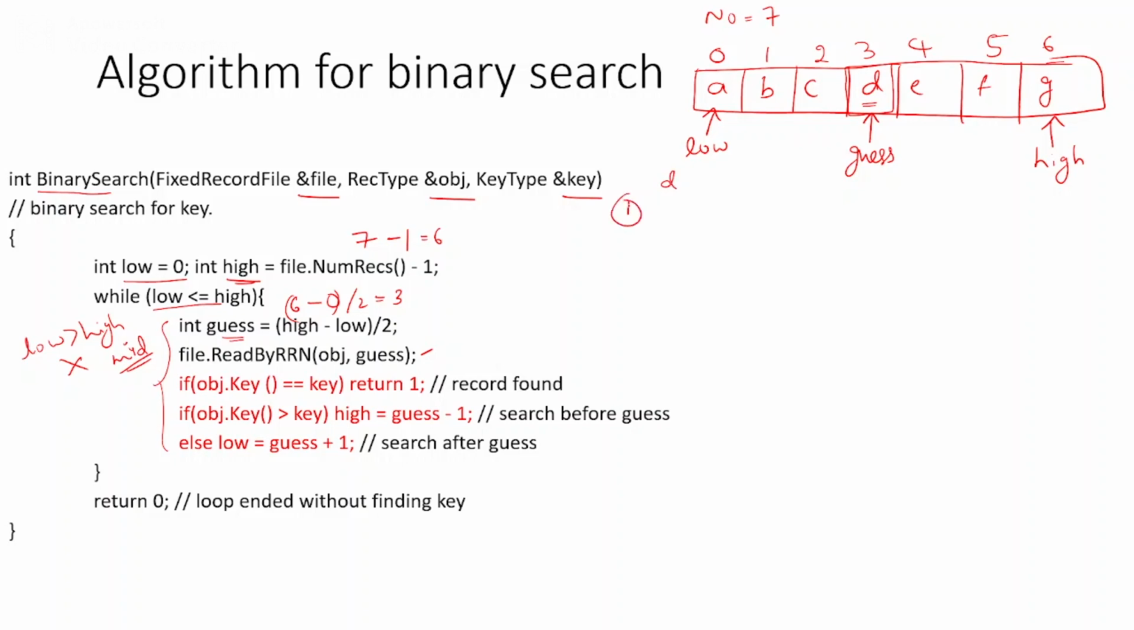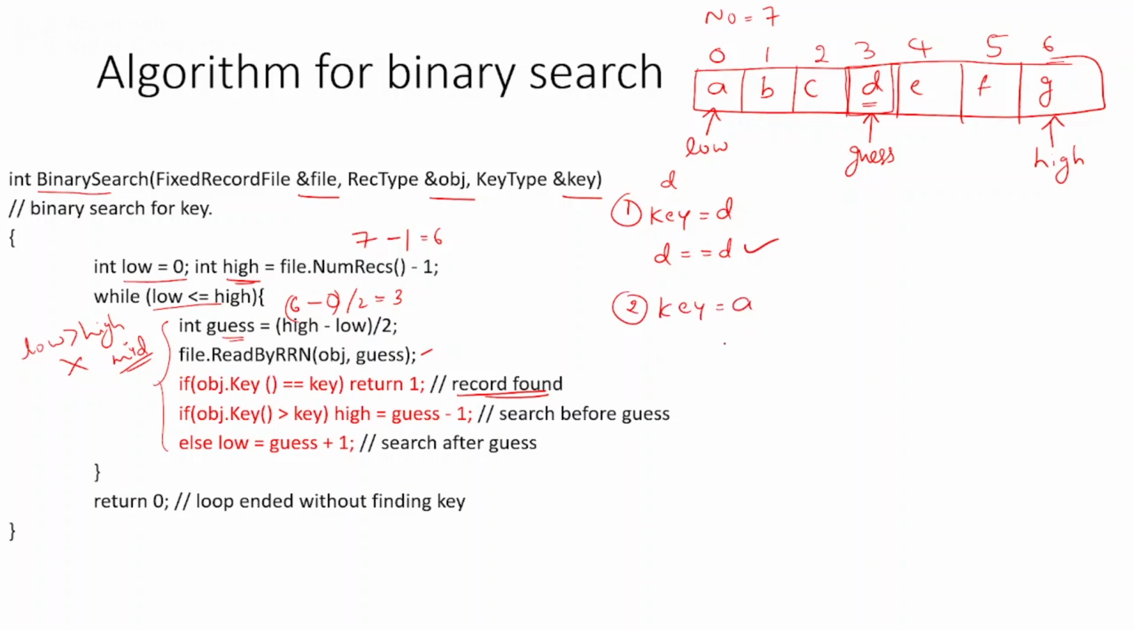Now I am going to give my search key as D. D will be compared with D. So the search is successful, the record is found, and you can return 1. Suppose your search record is D itself, in the first iteration you will get your record.